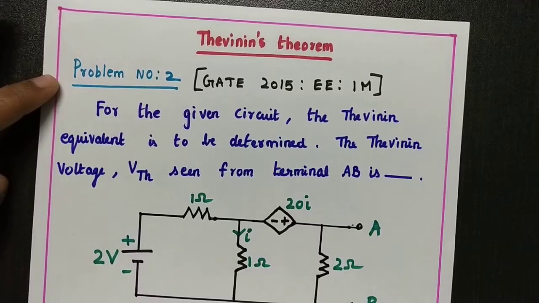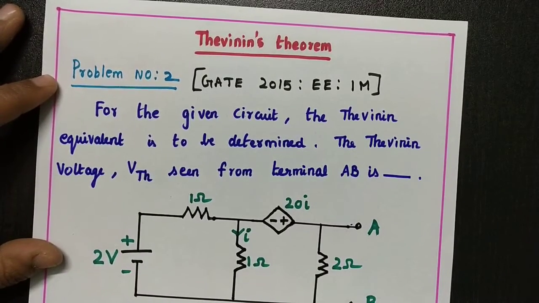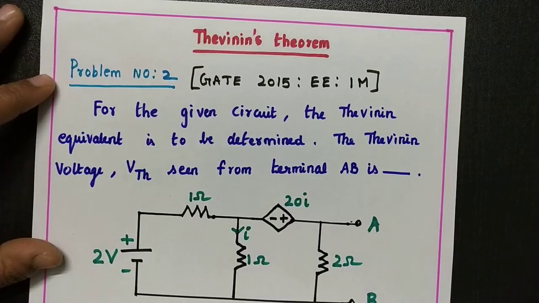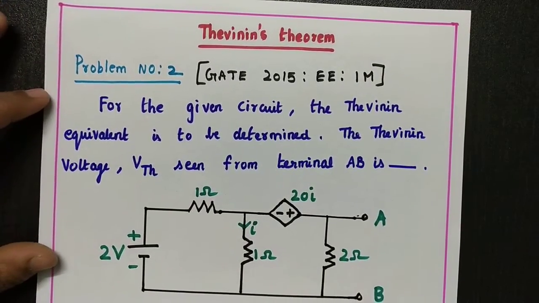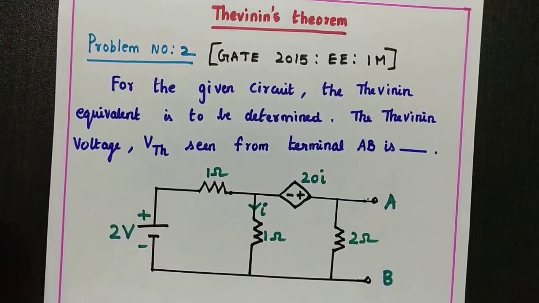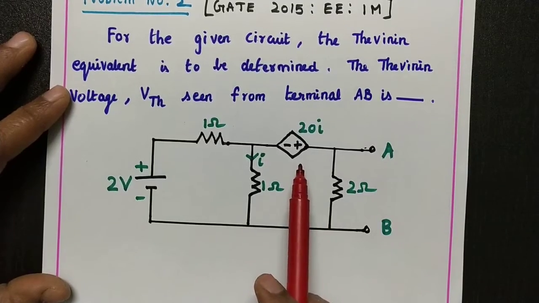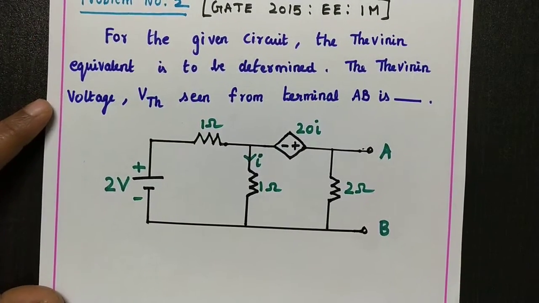This is problem number 2 from Thevenin's theorem. This is given in GATE 2015 with code. It is given for 1 mark. Already we solved problem number 1, that contained only the independent source. So here is a circuit which contains a dependent source. Here we have to find the Thevenin voltage.